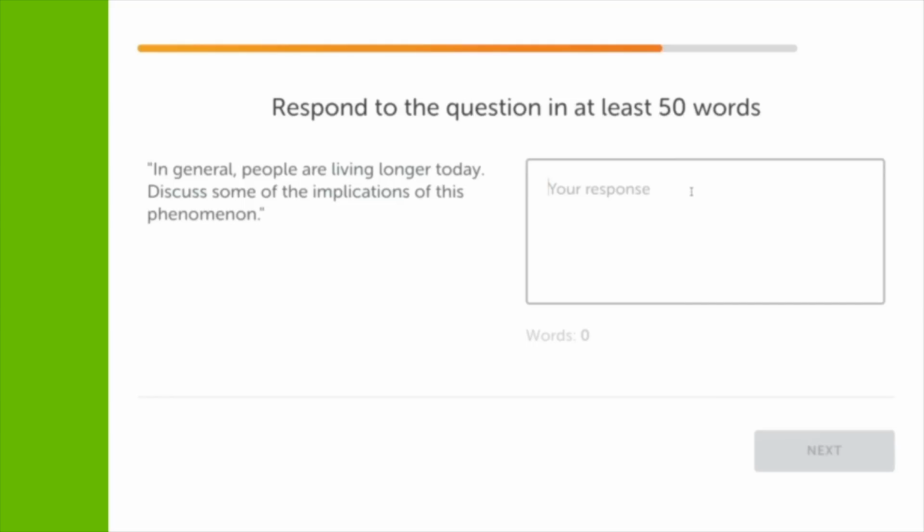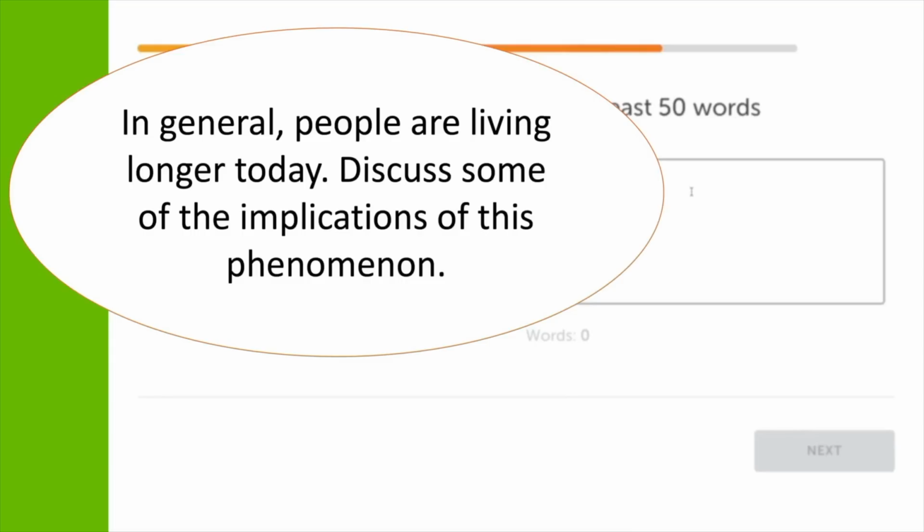How about this question type here? It says, in general, people are living longer today. Discuss some of the implications of this phenomenon. Here, do you have to make an argument? Do you have to recount? Or do you have to describe? Well, here you're asked to describe the implications. You're not making an argument for something. You have to describe the implications of the fact that people are living longer.